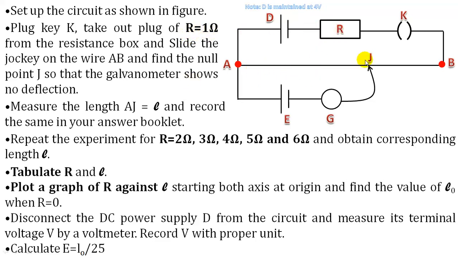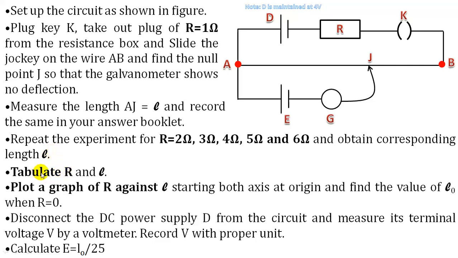Now you need to slide the jockey J on this wire and try to locate the null point J where the galvanometer shows no deflection. Measure this length AJ and record the same in your answer booklet. Now repeat the same experiment by taking out 2 ohm, 3 ohm, 4 ohm, 5 ohm and 6 ohm, recording each time the corresponding length L.